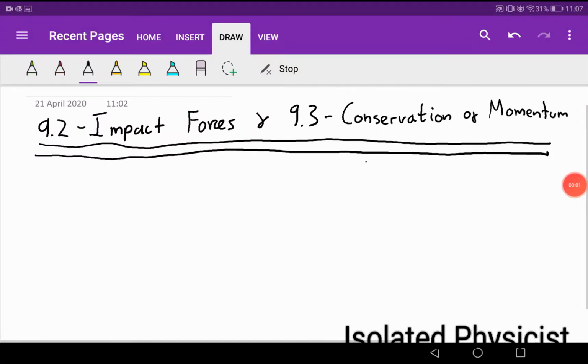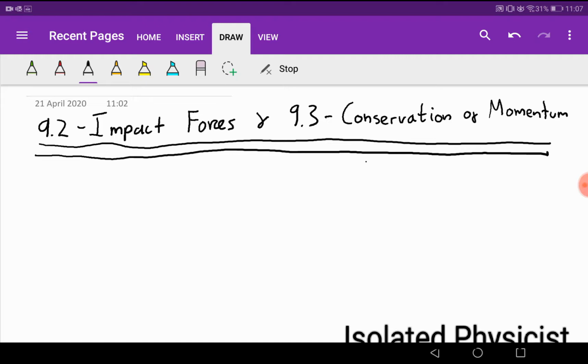Hi guys, I'm just going to give you a quick lecture on 9.2 impact forces and then also 9.3 conservation of momentum. And the reason I'm putting these two together is because there's not a lot of content in the 9.2 impact forces, and actually quite a lot of the stuff that we learn we will need to instantly apply to the conservation of momentum, so I thought it best to put them together.